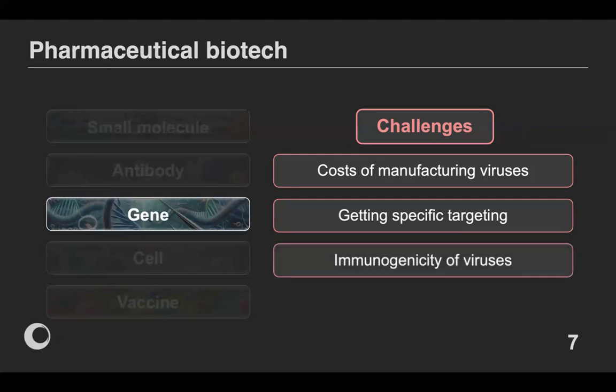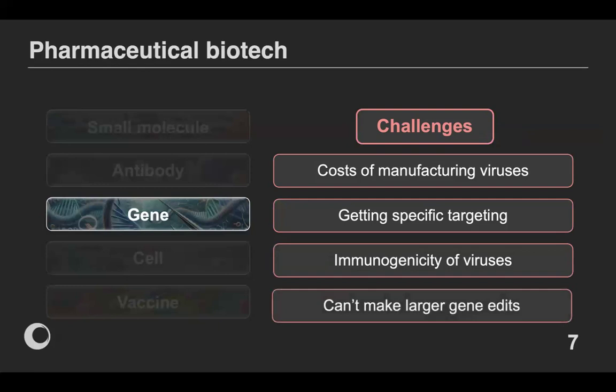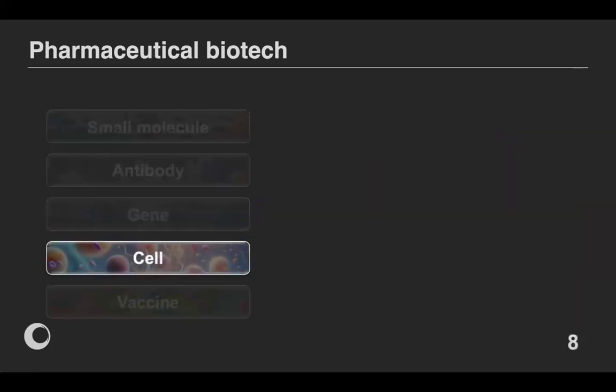The third is that these viruses are immunogenic, and so people are trying to find ways to introduce these gene editing cargo without the use of viruses. And the fourth is that these gene editing tools can't make larger gene edits. And so right now we're kind of limited to point mutations and smaller gene edits. But if we can get to a point where we can actually do full gene replacement, that can provide a huge therapeutic potential.